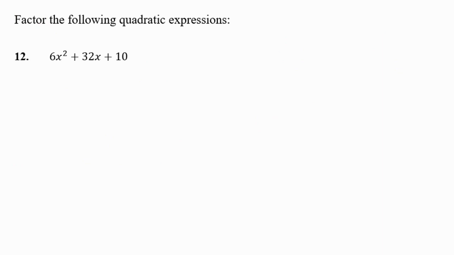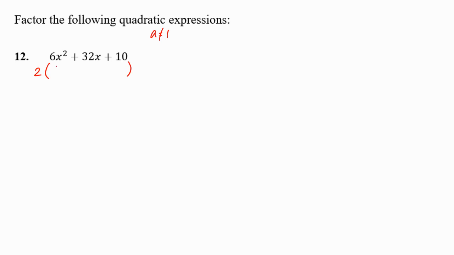Okay, number 12, factor the following quadratic expression, same directions as 10 and 11. Notice A is not 1 here. A is a little bit bigger. So we want to see if we can factor out the GCF first between 6x squared, 32x, and 10. 6x squared and 32x both have an x, but 10 does not. 6 can be divided by 3, but 32 and 10 cannot. 6 can also be divided by 6, but 32 and 10 cannot. 6 can also be divided by 2, and it looks like 6, 32, and 10 all can be divided by 2. So we'll factor out a 2.